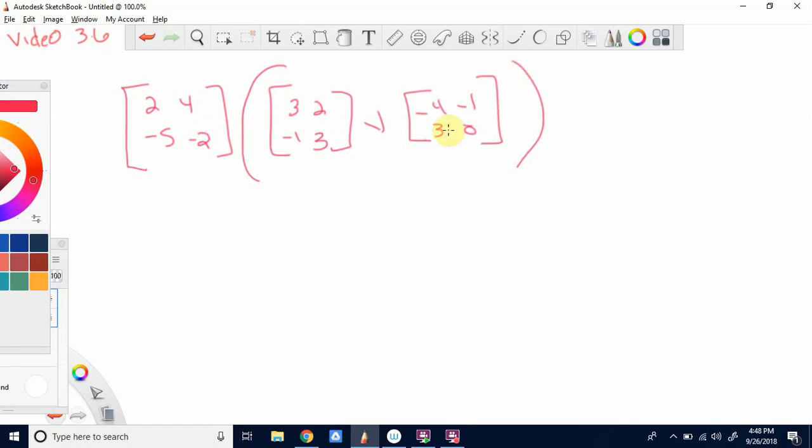All right, so first thing we're going to do is add. This is a 2 by 2. We have to see if it's defined. Yes, they have to be the same size to add, so we're just going to add. So I'm going to rewrite this because this is what we're going to do next. So 3 plus -4 is -1, 1.